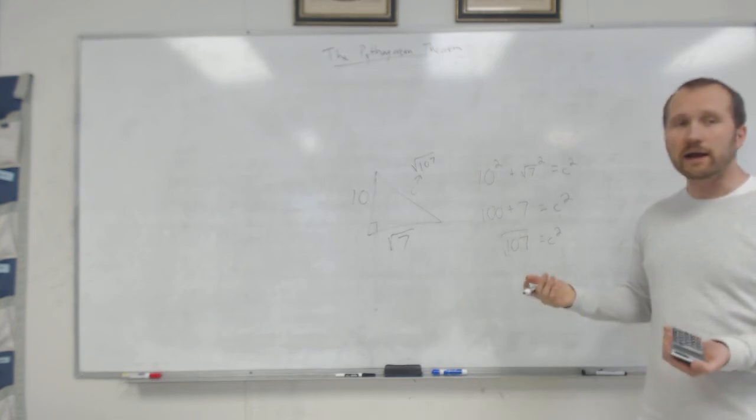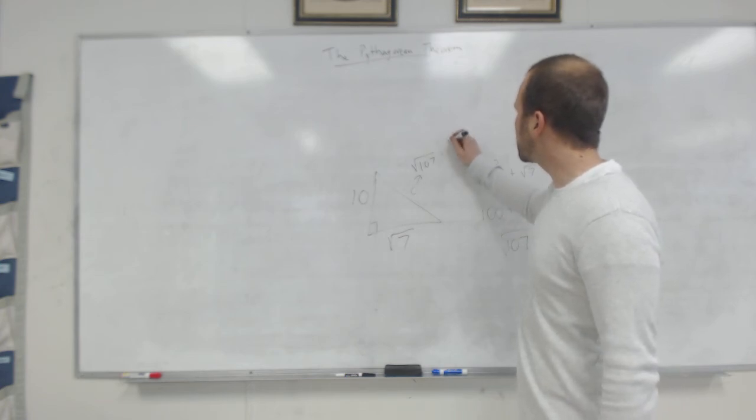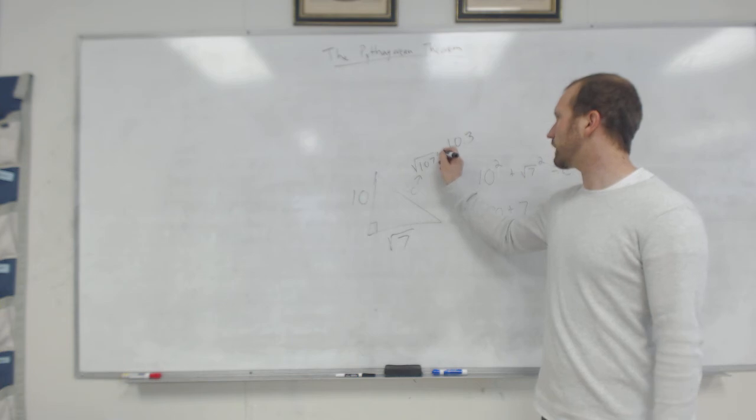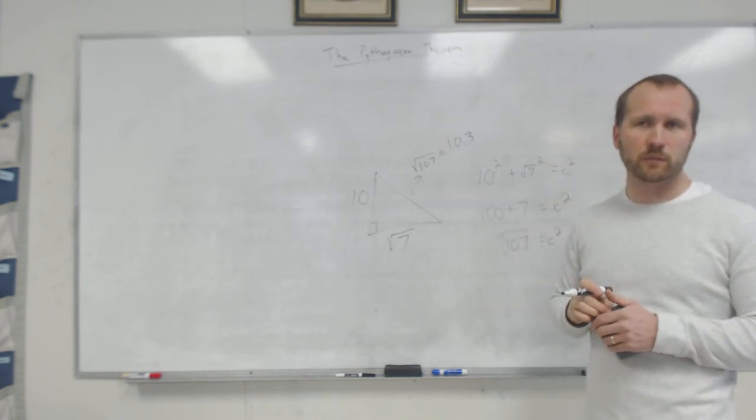10.3440. Now, if they ask you to round it, then you would round it, right? So 10.3. If they wanted us to round it, I'll do a squiggly equals. We round it.